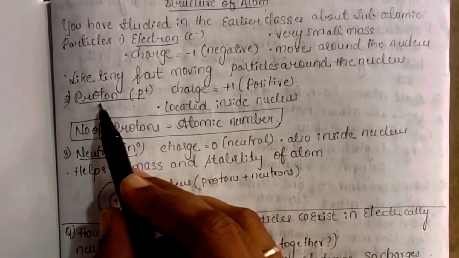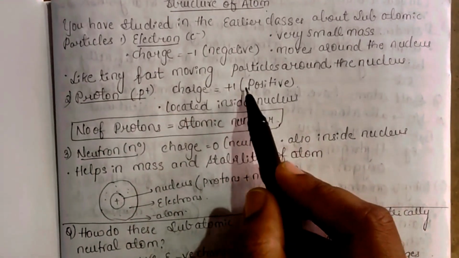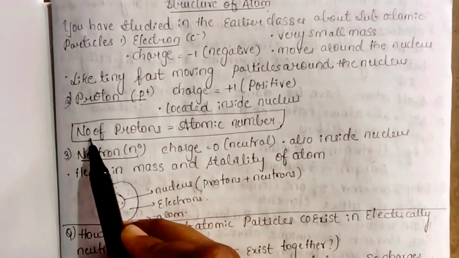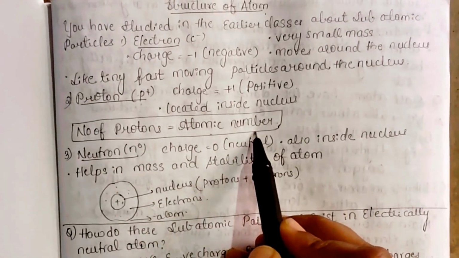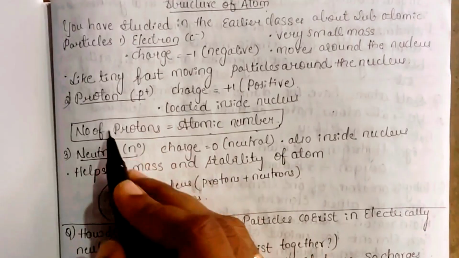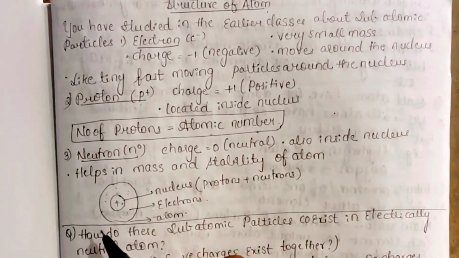This is the atom. Now protons are of positive charge. Charge is +1. These are located inside the nucleus. In this we need to know that number of protons is equal to atomic number. If atomic number is 1, that is hydrogen. So number of protons is equal to atomic number.